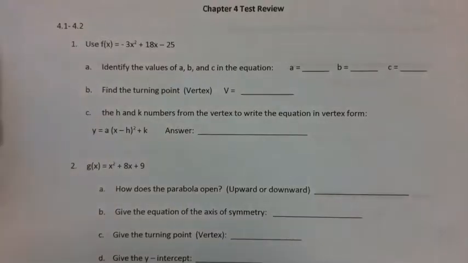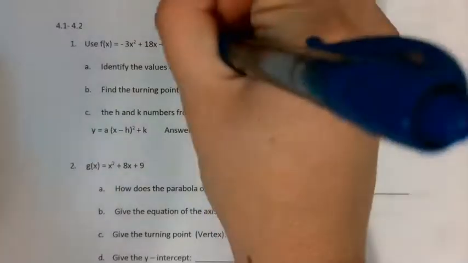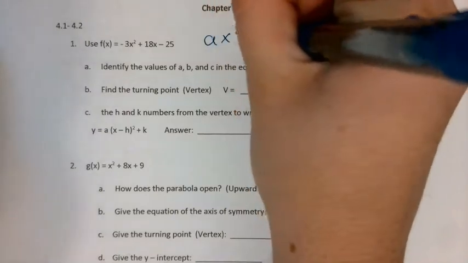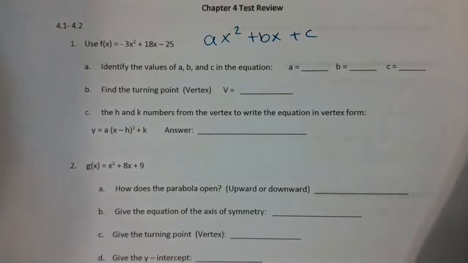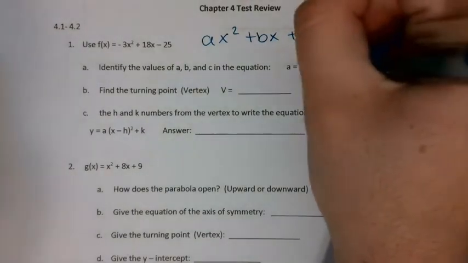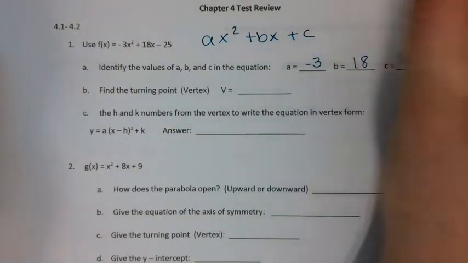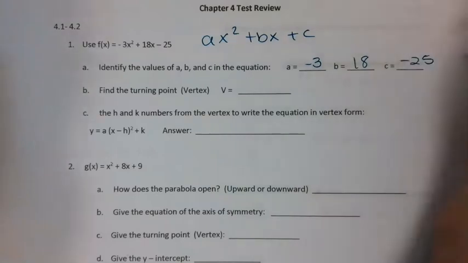Okay, so this is the chapter 4 test review. On number 1A, it wants me to identify the values of a, b, and c in the equation. Remember, the standard form of a quadratic is ax squared plus bx plus c. So the numbers in front of the letters are my values. So a is -3, b is 18, and c is -25.